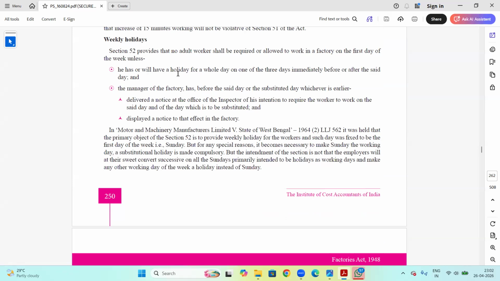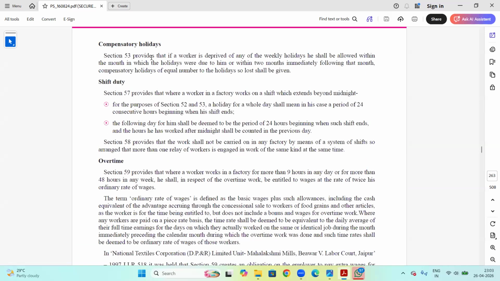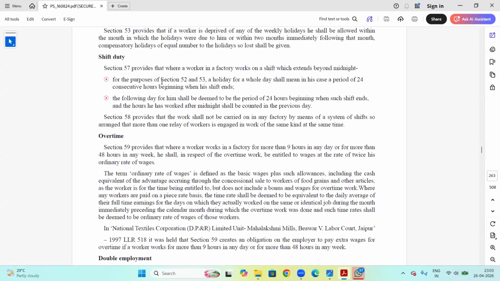How is the holiday working? The first day of the week shall be a holiday, unless he has or will have a holiday for a whole day on one of the 3 days immediately before or after the said day. You shall give a compensatory holiday if a person is asked to work. So, shift we are speaking. A holiday for a whole day shall mean a period of 24 consecutive hours beginning when the shift ends.